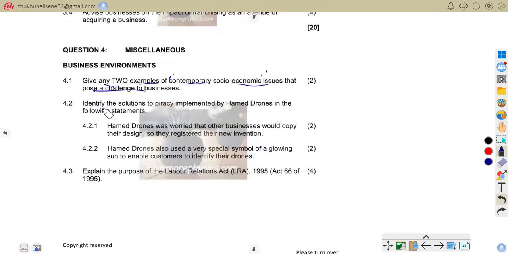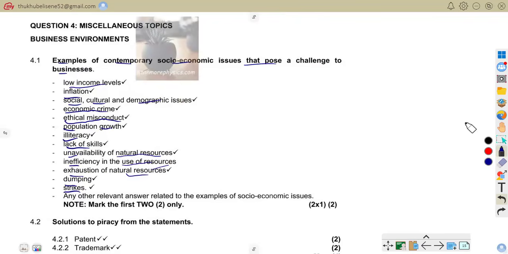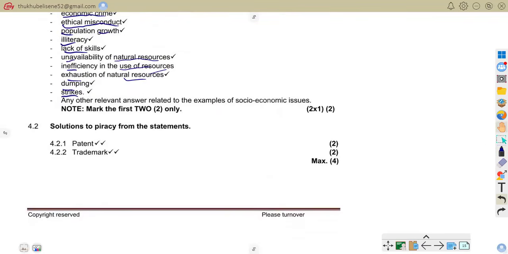In 4.2, we are to identify the solutions to piracy implemented by Armed Drones in the following statements. 4.2.1 says Armed Drones was worried that other businesses would occupy their design, so they registered their new invention. 4.2.2, Armed Drones also used a very special symbol of a flowing sun to enable customers to identify their flows.